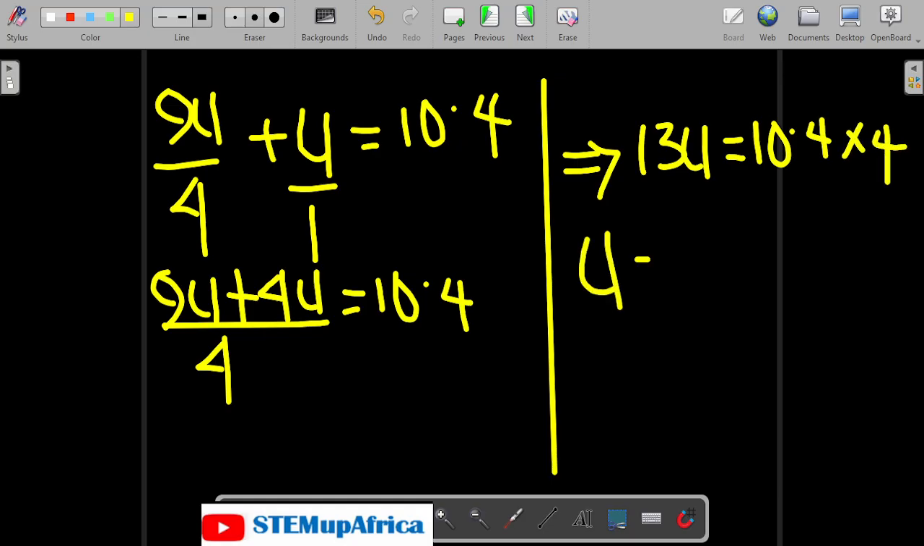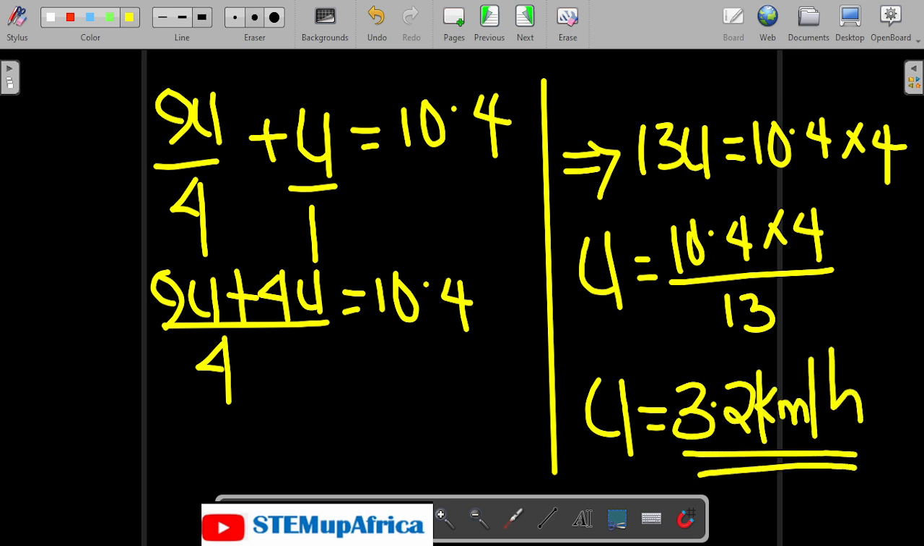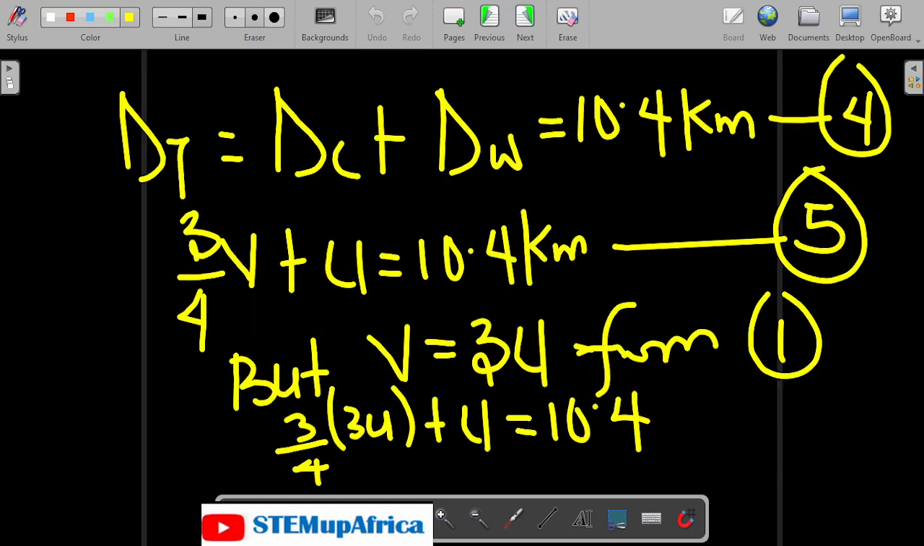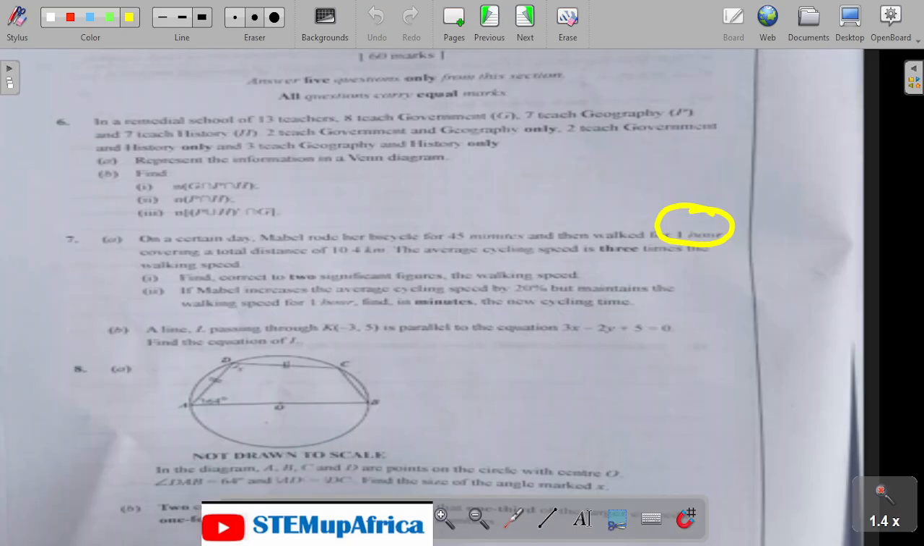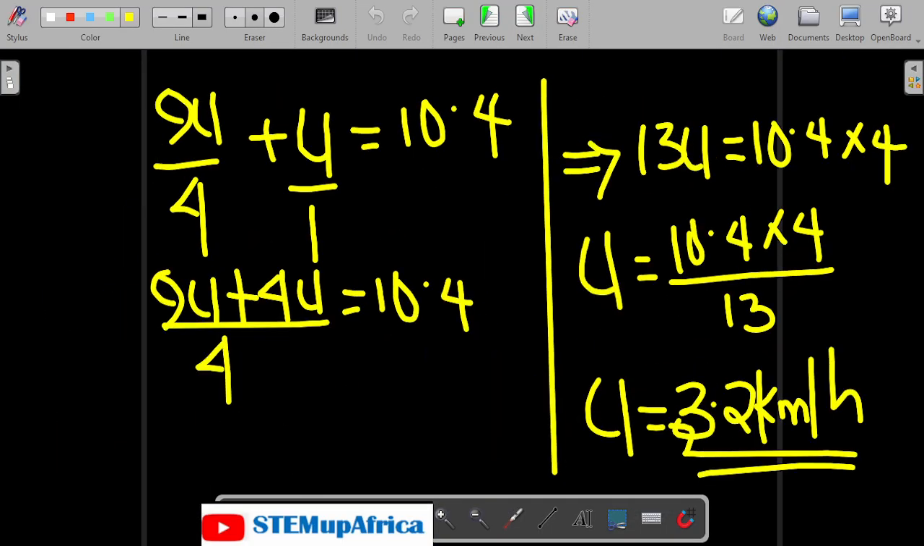So my U is now what? 10.4 times 4 divided by 13. Let's multiply and divide. 10.4 times 4 divided by 13 will give us 3.2 kilometers per hour. This is now the walking speed. Let's check what we are asked to find. It says find correct to 2 decimal places the walking speed. So I can make it 3.20 kilometers per hour.